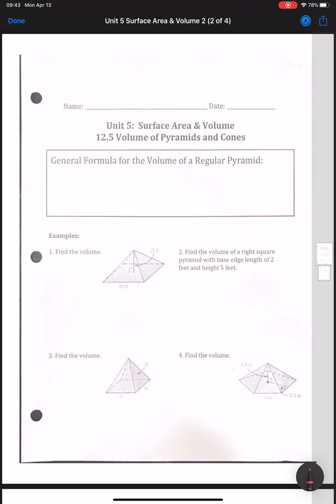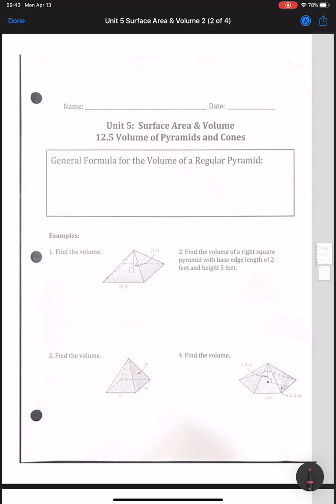Hi everybody, this is Miss Streets again, and today we are learning how to find the volume of pyramids and cones. This equation is very similar to what we've done in the past, where we need to find the area of the base and the height, but this time we're going to divide that by 3.